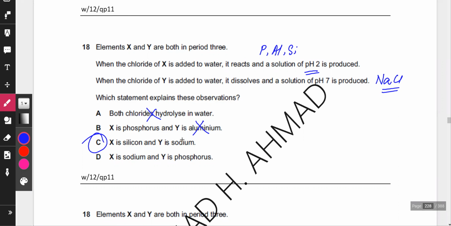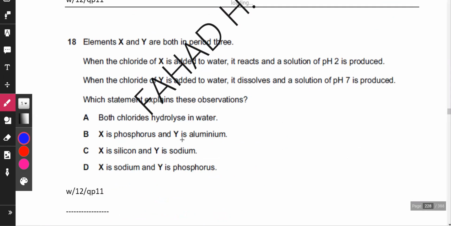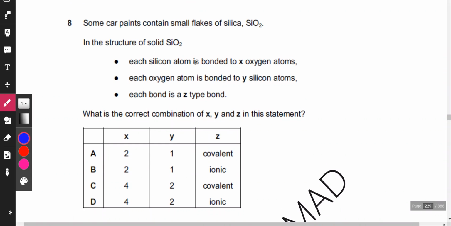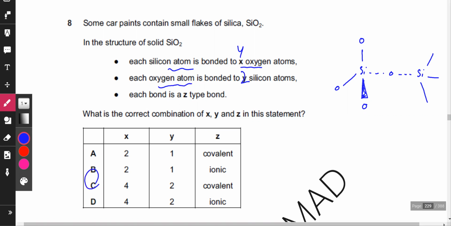Achha, so next one. Elements X and Y are both. I mean, this is the same question actually. This one. He's talking about SiO2, the structure of SiO2. So, what happens in SiO2? You have Si bonded to four oxygen atoms, and then those oxygen atoms are further bonded to silicon atoms. Okay, so what is X? Each silicon atom is bonded to four oxygen atoms, and each oxygen atom is bonded to two silicon atoms. So it's going to be 4 and 2, and all of them are covalent bonds. So it's going to be C.